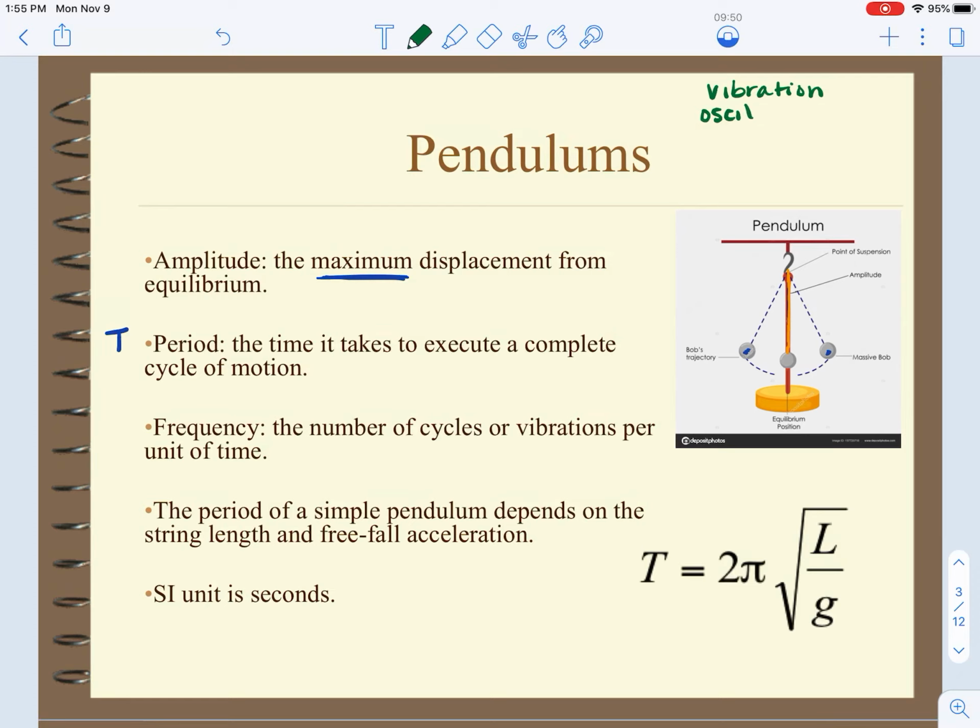So sometimes you are going to hear the words vibration, oscillation, cycle, wave, wave cycle. All of these are synonymous with each other. It's basically allowing the object to go one time through the complete pattern of its motion.